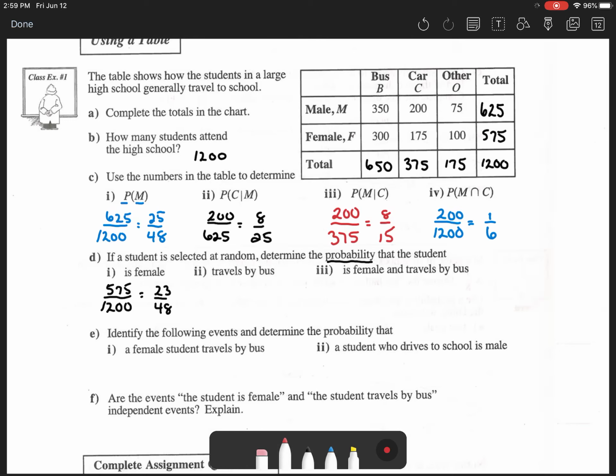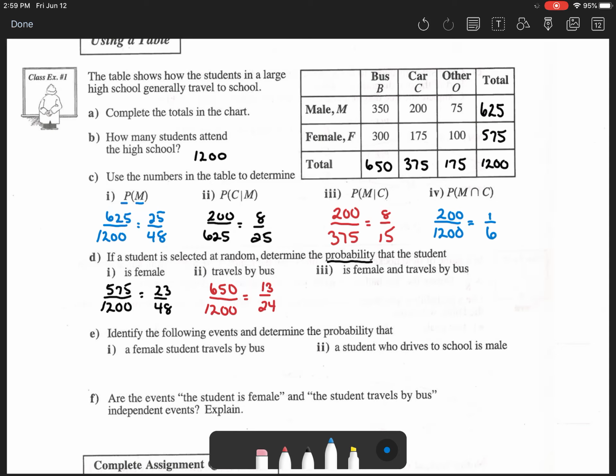In the next one, what's the probability that they travel by bus? Again, you take a look at the bus column here, and you see that we have 650 students that travel by bus, and that's out of a total of 1,200 students again. So reduce 650 over 1,200, and we get 13 over 24.